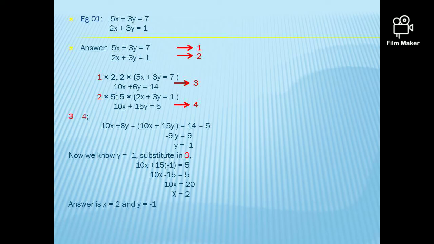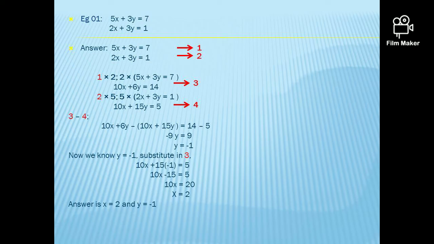Therefore, it will turn into 2 into (5x plus 3y) equals 7. The whole first equation must be multiplied with 2. Therefore, it turns into 10x plus 6y equals 40. Now, the second equation should be multiplied with the coefficient of x in the first equation. The coefficient of x in the first equation is 5. The second equation is 2x plus 3y equals 1.